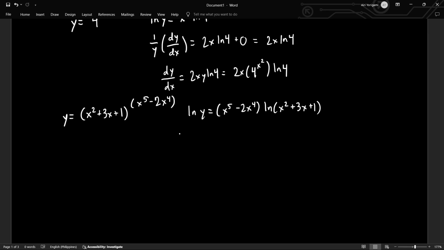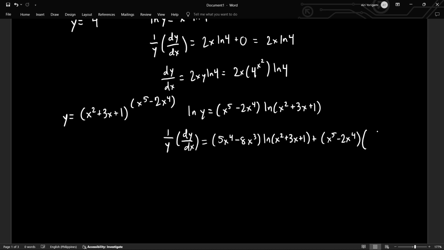So, let's use implicit differentiation for this because this is a bit long. This now becomes 1 over y times dy over dx. That's equal to the derivative of the first term. That is 5x to the 4th minus 8x cubed. And then copy the second term. Plus, copy the first term. Oops. It should be x to the 5th minus 2x to the 4th. Then multiply by the derivative of the second term.